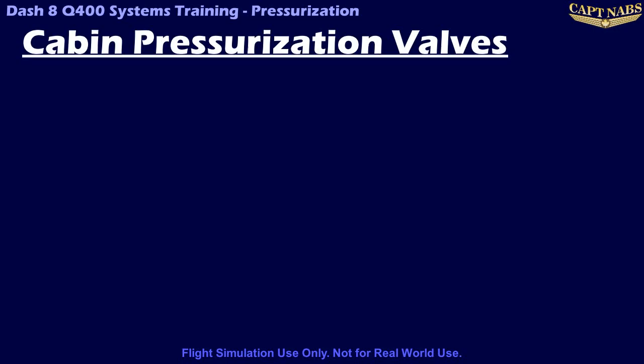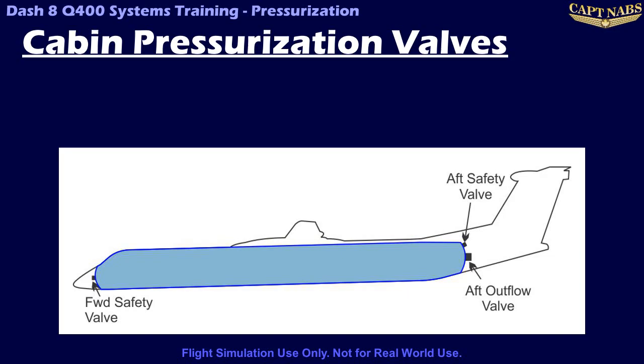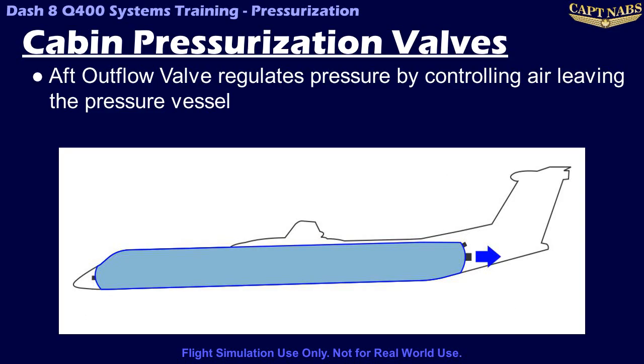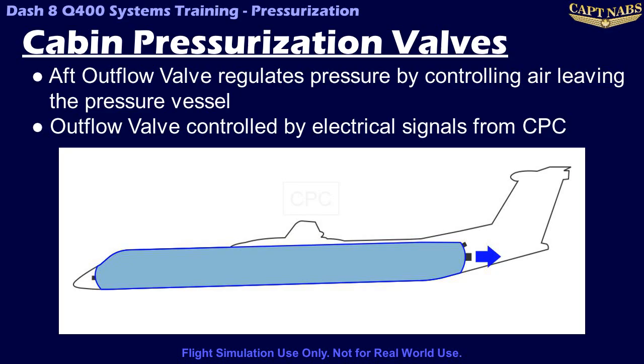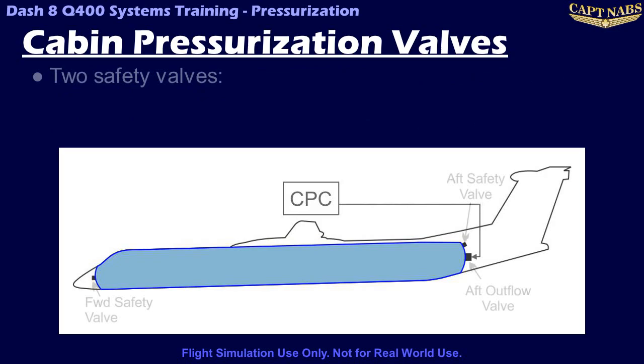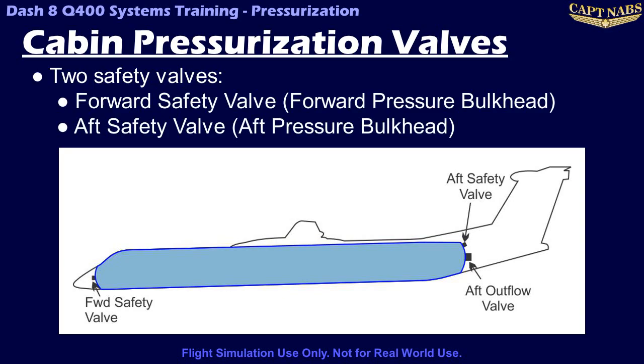There are three valves around the pressure vessel which regulate pressure within the aircraft. The outflow valve is located on the aft pressure bulkhead. It is the normal way that pressurized air leaves the cabin in flight. The outflow valve is controlled electrically and is normally regulated by the cabin pressure controller to maintain the required pressure in the cabin. Additionally, two safety valves are installed on the Q400, one on the aft pressure bulkhead and one on the forward pressure bulkhead.